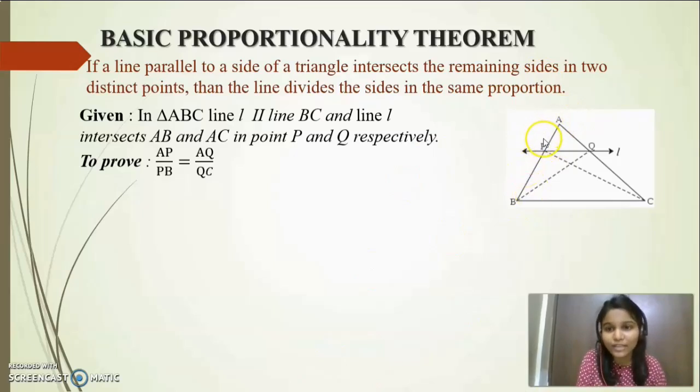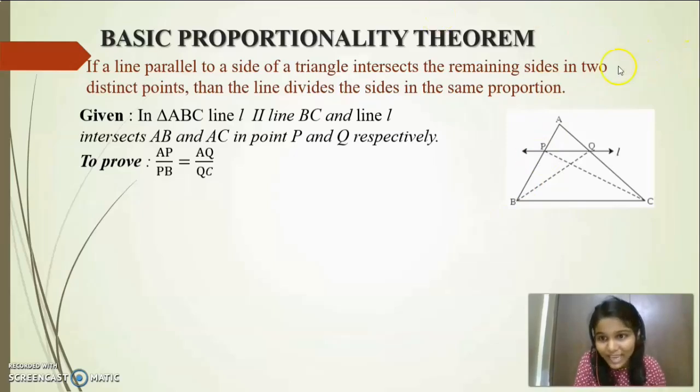Now for solving this, we will be using all the formulas, theorems and concepts which we have learnt earlier in this chapter. So just recollect, when can you get AP upon PB? We have seen whenever the bases of two triangles are the same, then the ratio of their areas will be equal to their corresponding heights. And if the heights of two triangles are the same, then the ratio will be equal to their corresponding bases.